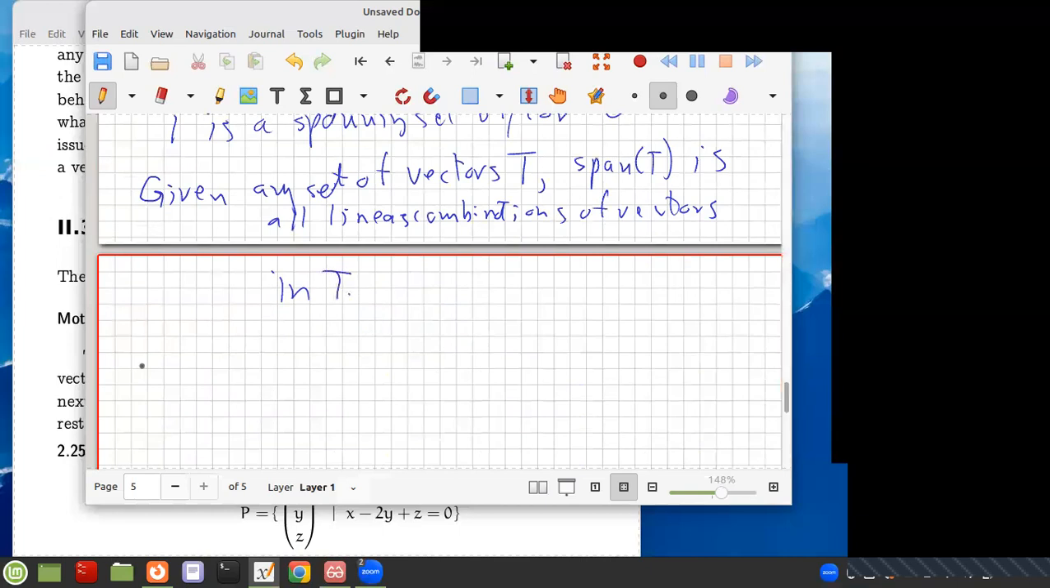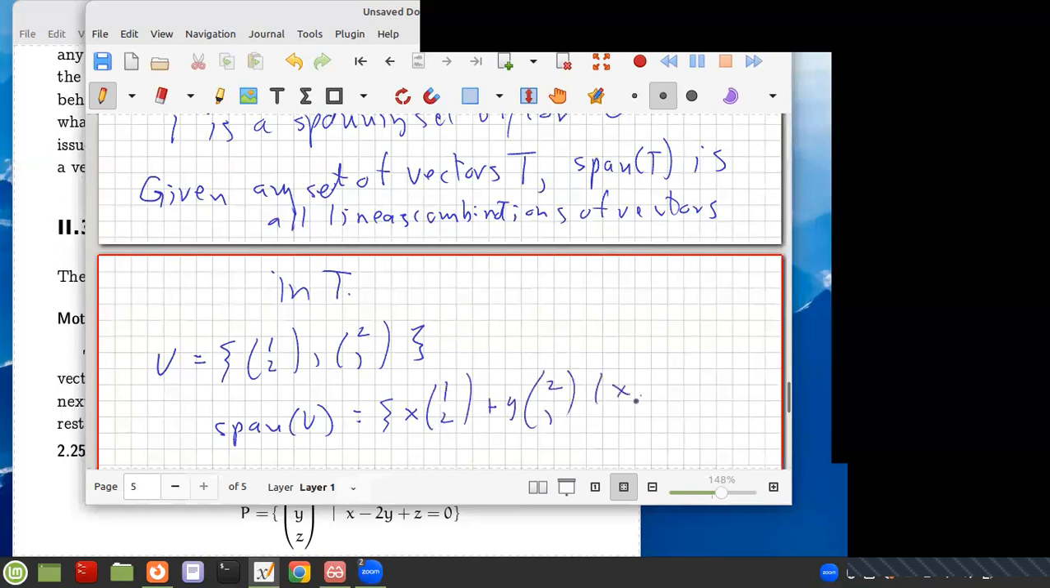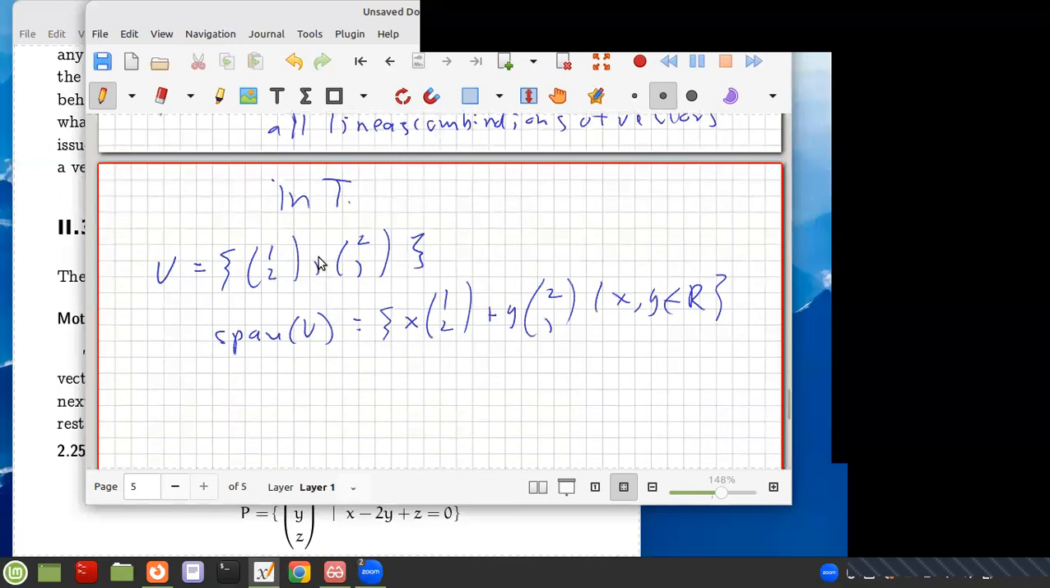For example, if I have the set U equals {(1, 2), (2, 1)}, then the span of U would equal the set of x times (1, 2) plus y times (2, 1), such that x and y are members of R. So I have just constant vectors here, no variables, and I take the span of U as the free variable times (1, 2) plus an unrestricted variable times the second vector. It doesn't have to be just two; it could be any number of vectors, right? Okay, that's the idea of a span.